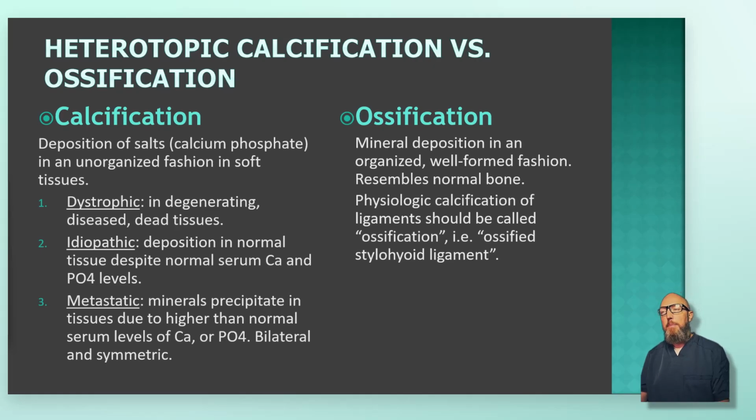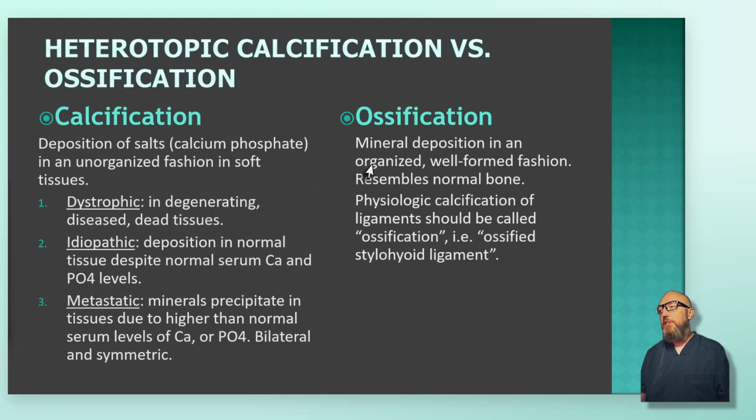Then we have idiopathic, which is deposition in normal tissues, also with normal serum levels. And then there's metastatic, where minerals precipitate because serum calcium and phosphate levels are actually elevated. Something systemic is driving it, something like hyperparathyroidism or chronic renal disease. And because it's systemic, it tends to be bilateral and symmetric.